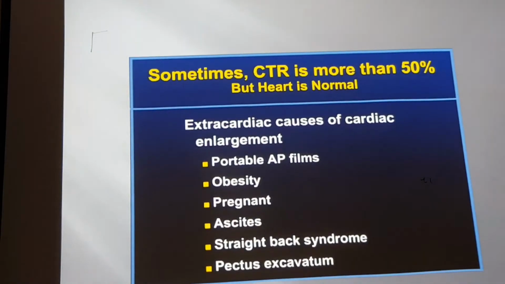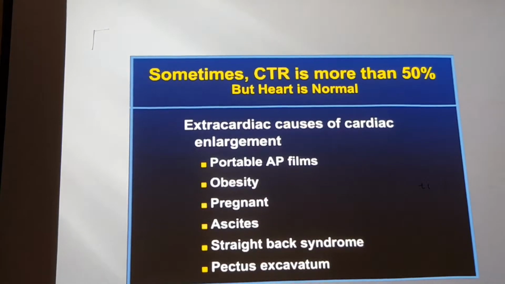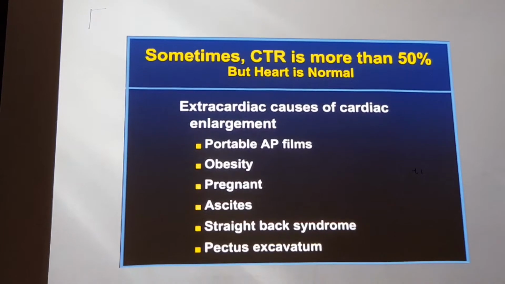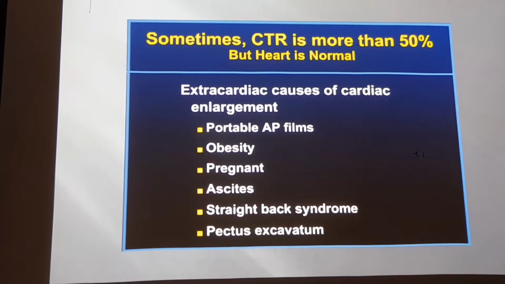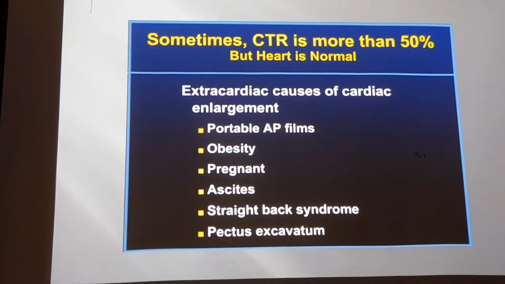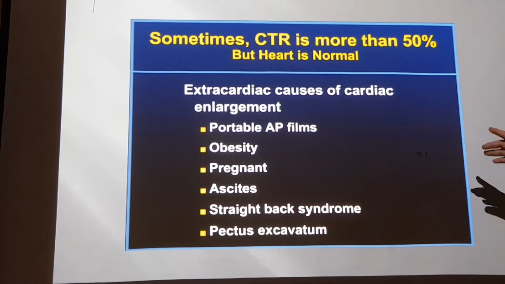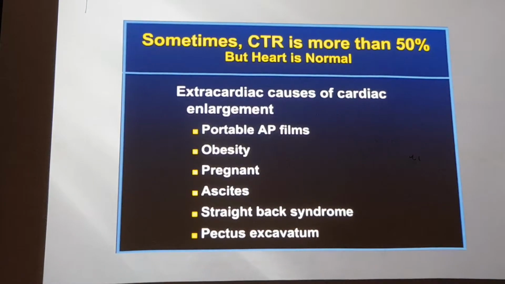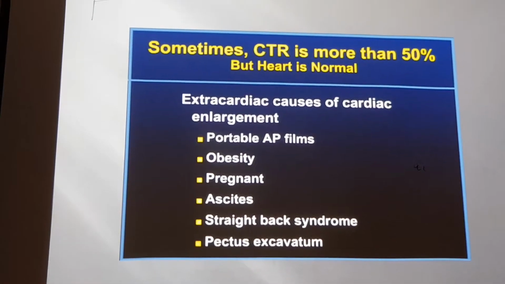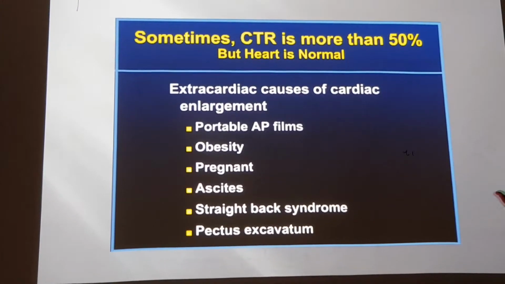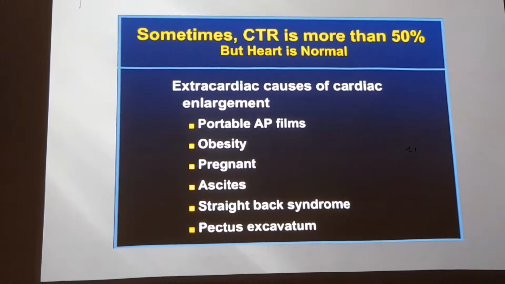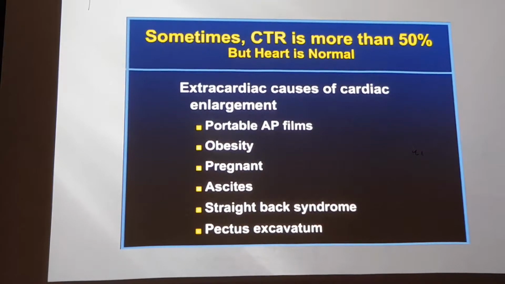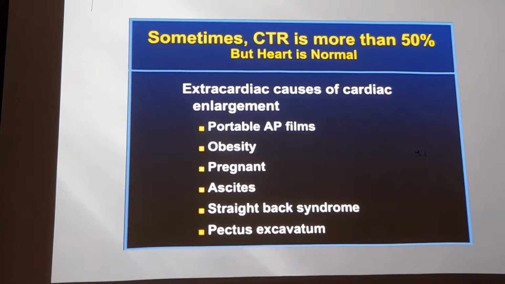So next slide. Sometimes the CTR, or the cardiothoracic ratio, is more than 50%, but the heart is normal. So these are the extra cardiac causes of cardiac enlargement. This one is a portable AP film. Because the patient is in a supine position and your heart contains fluid, it will expand in the supine position because of the fluid. So it will enlarge the heart. Also obesity: when you're fat, the heart also gets wider.